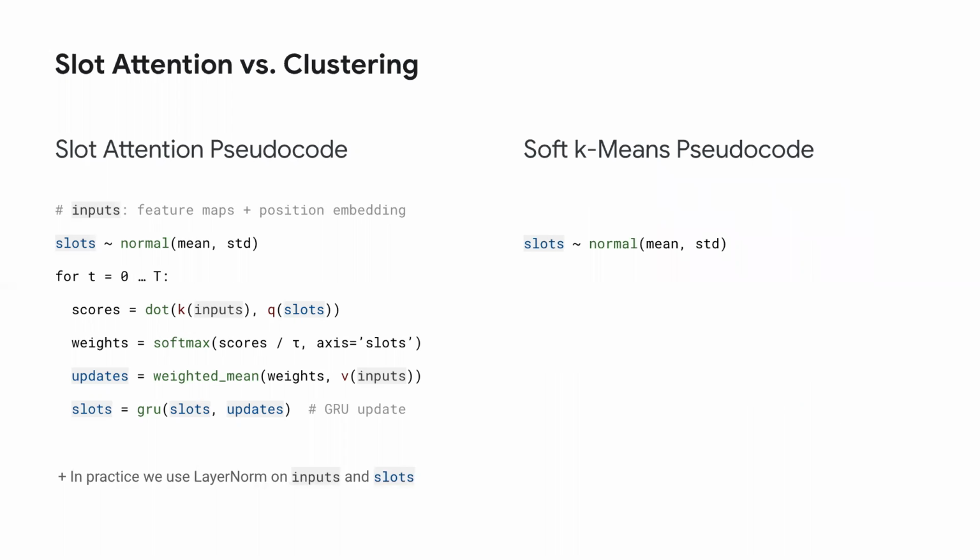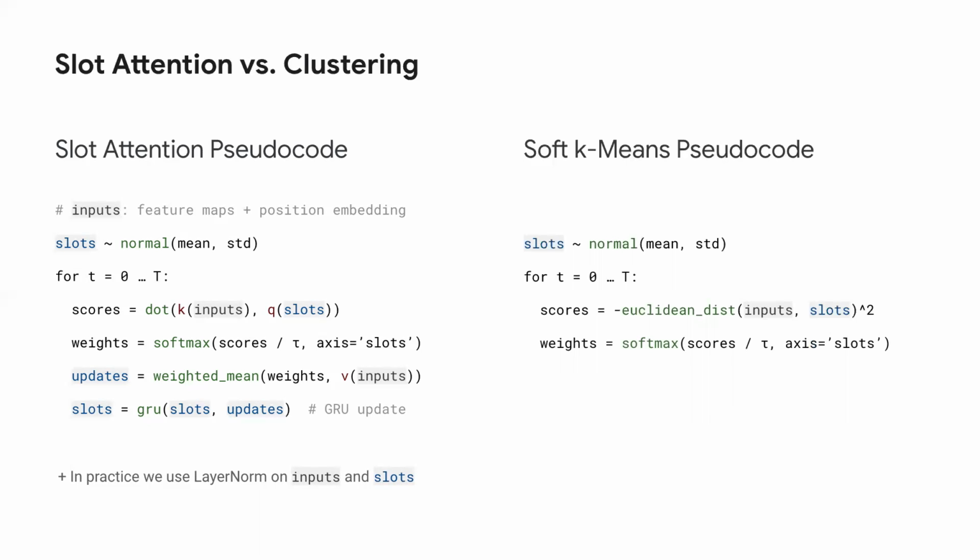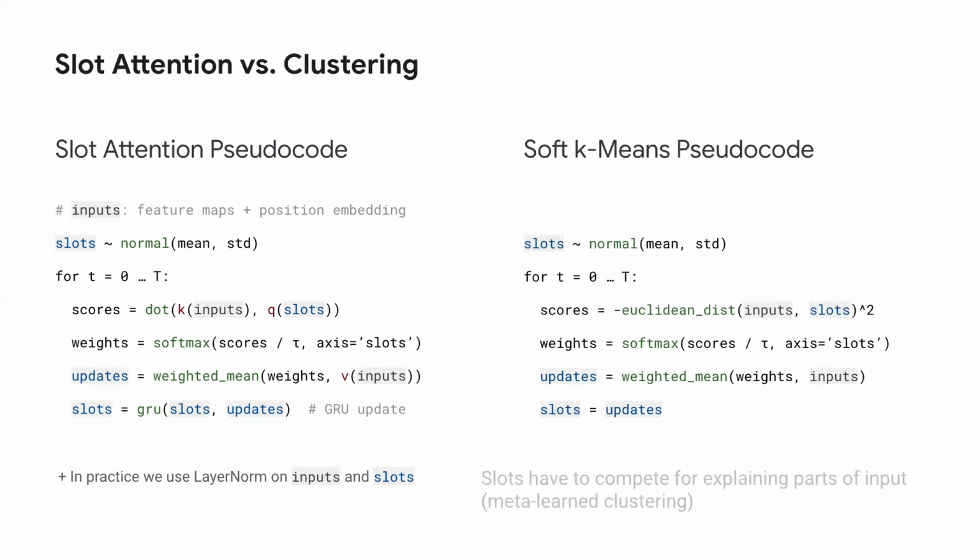You have these slots, which are the centroids. You sample them randomly, and then you compute some scores, which in this case is Euclidean distance, and you don't have these projections. And then the weights are the same. This is basically the assignment of the points to the centroids. And then you take the weighted mean, which is basically recomputing the centroids. And then you don't have this GRU, you just replace the value of the old centroids with the value of the new centroids.